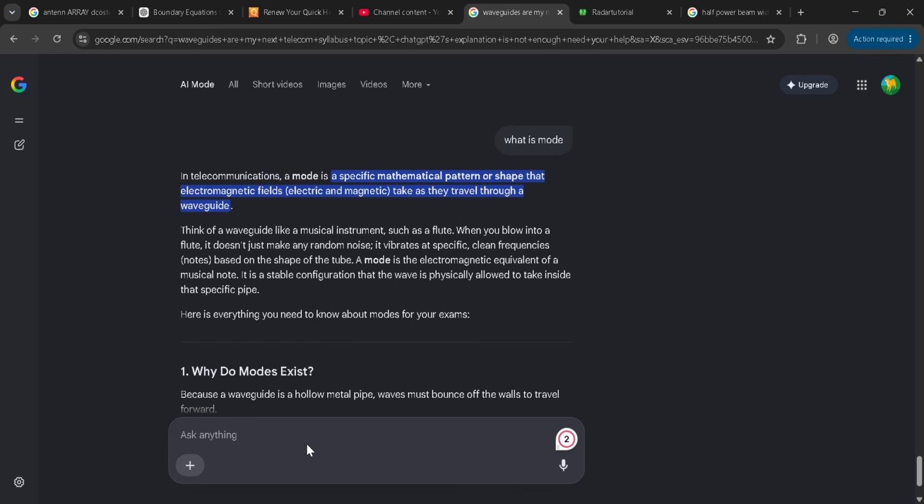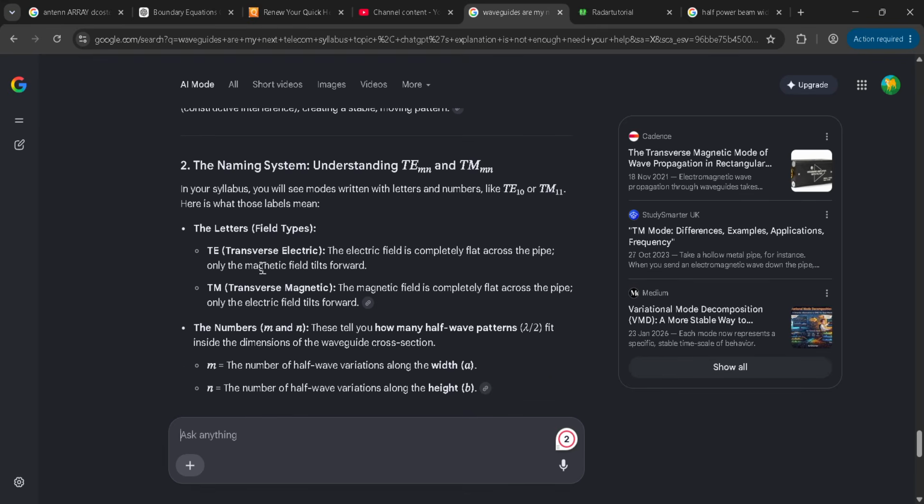So transverse electric mode: the electric field is entirely perpendicular to the direction of propagation. There is no electric field in the direction the wave is traveling. What is a mode? A mode is the field pattern itself. Then what is a transverse electric mode?